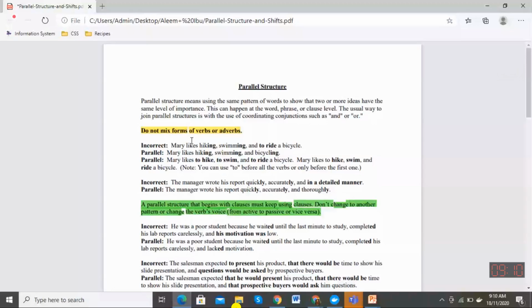So what are the things we have to focus on for faulty or correct parallelism? Do not mix forms of words, such as verbs and adverbs. Sometimes in one place we mix up verbs and adverbs together. Incorrect: Mary likes hiking, swimming, and ride a bicycle. Here we have different classes of verbs. Rather than that, we can write: Mary likes hiking, swimming, and bicycling. Or: Mary likes to hike, to swim, to ride a bicycle.